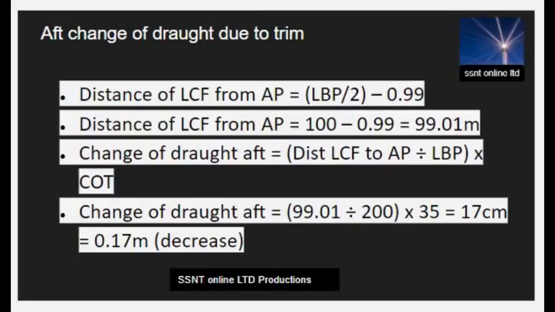Let us calculate the change of the aft draft due to trim. First we must find the distance from the aft perpendicular to the longitudinal center of flotation, that is 99.01 meters. The change of the aft draft due to trim is 99.01 divided by 200, then multiplied by the total change of trim. So we have 99.01 divided by 200 then multiplied by 35. That gives us a change in aft draft of 17 centimeters. This change is a decrease in draft because the weight was loaded forward of the LCF.